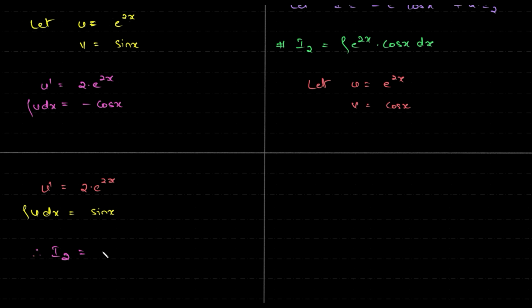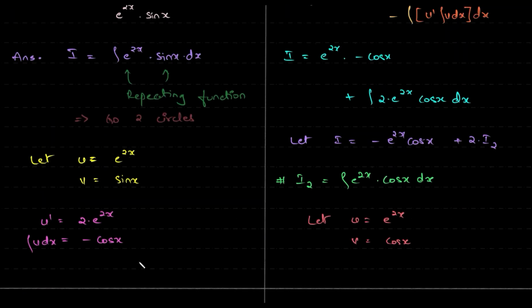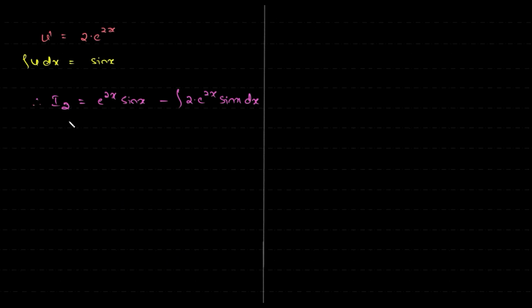And so we have I2. Since we have already written the formula, we just have to express this, then minus of integration 2 e to the power of 2x, and this is sine of x dx. But what is this? It's the question itself. So at the end of it, let me do this. So this is e to the power of 2x sine of x minus 2 times of I. This is from 1, and 1 being this.